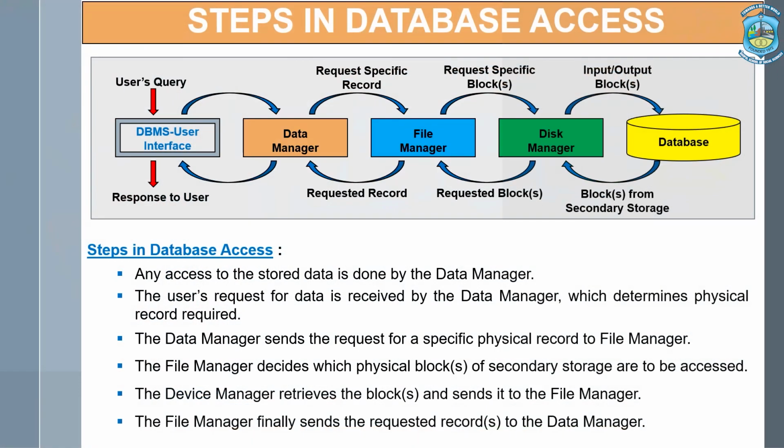These steps are: first of all, any access to the stored data is done by the data manager. The user's request for data is received by the data manager, which determines the physical records required. The data manager sends the request for a specific physical record to the file manager. The file manager decides which physical blocks of secondary storage are to be accessed. Then finally, it contacts the disk manager, which retrieves the data from the database. And finally, the file manager sends the required data back to the data manager.